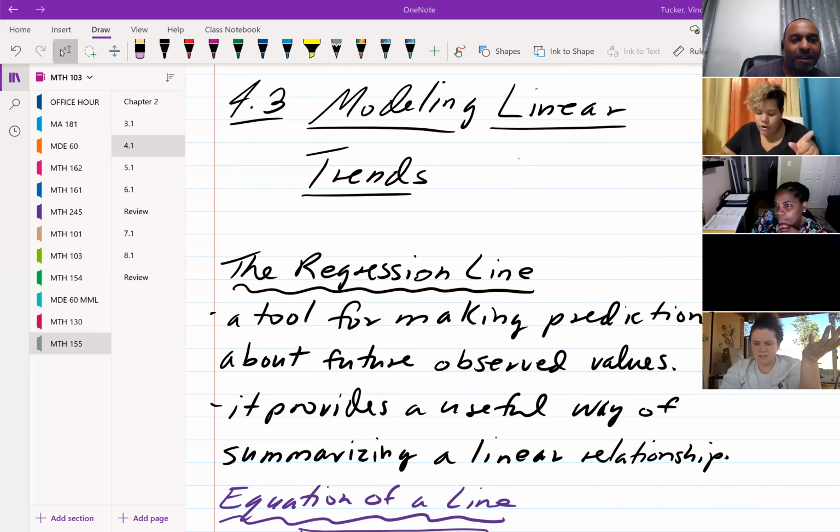Okay, so just a question before, was there anything before this? No, we started with 4.3.